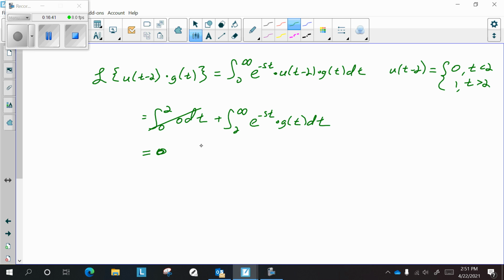But to evaluate the second integral, remember our definition: the Laplace transform goes from 0 to infinity. If this was going from 0 to infinity, then this would just be the transform of g from t to s. But it doesn't start at 0, it starts at 2. So we can do a shift. We can let t equal v plus 2. So dt would equal dv. Notice what that will do for us. If t equals v plus 2, or v equals t minus 2, then if t is 2, v is 0.